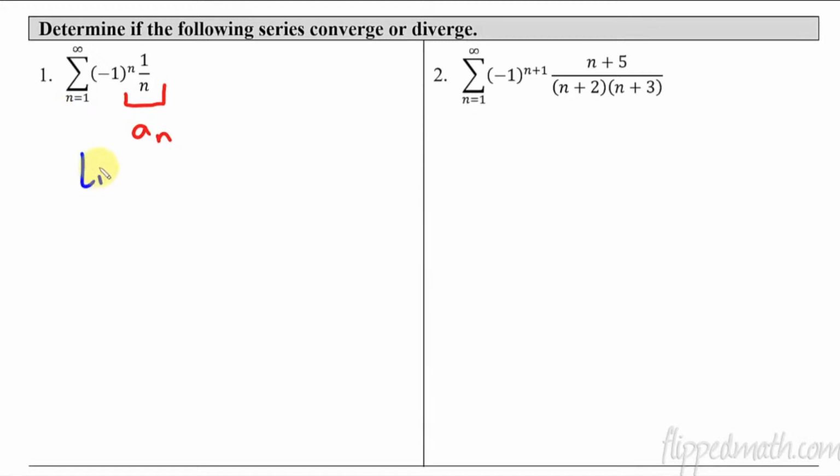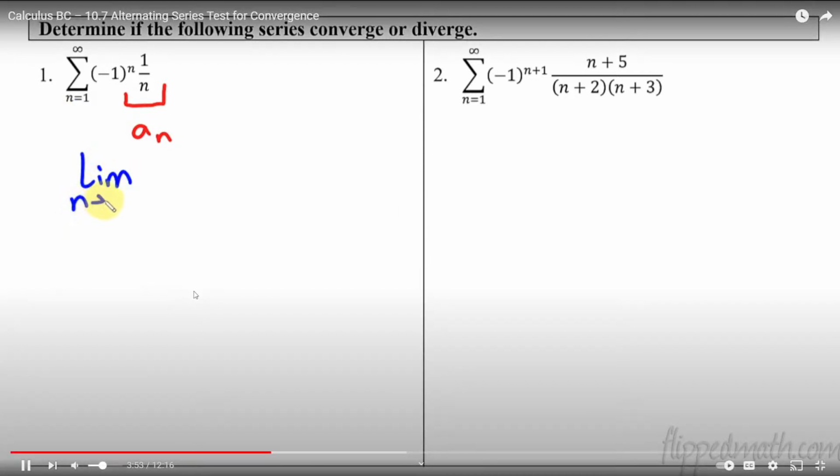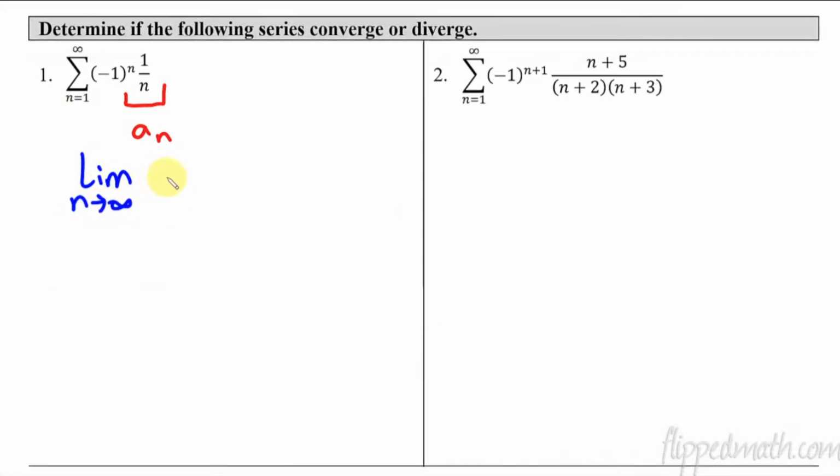The limit as n approaches infinity of 1 over n is going to equal, well, as n gets really, really large, 0. Okay, so good. Our first condition was met. Check. We're good there. So now our second condition: is it decreasing? Is it getting smaller?